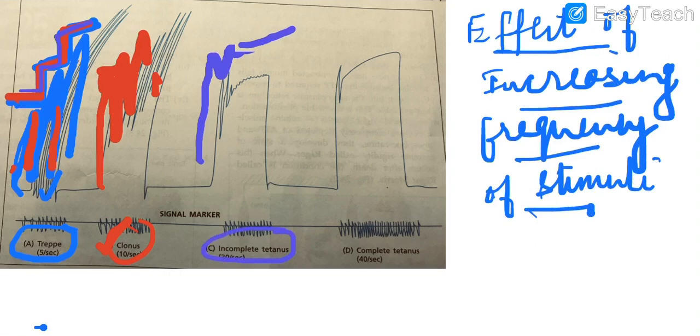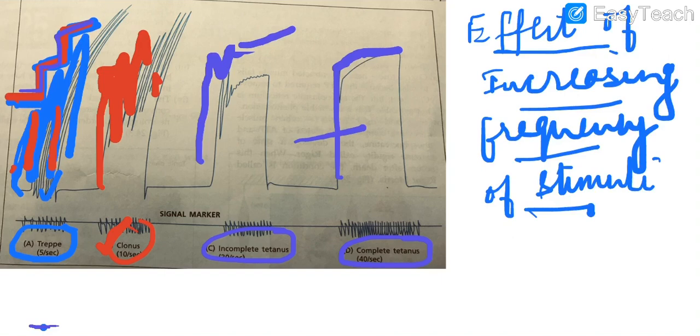And if we further increase the frequency of the successive stimuli, it contracted, but before the relaxation starts we provide the second stimulus. Then before the relaxation phase of the second stimulus starts, we provide the third stimulus. So ultimately what will happen? We will get a continuous contracted phase. That is called complete tetanus, right?